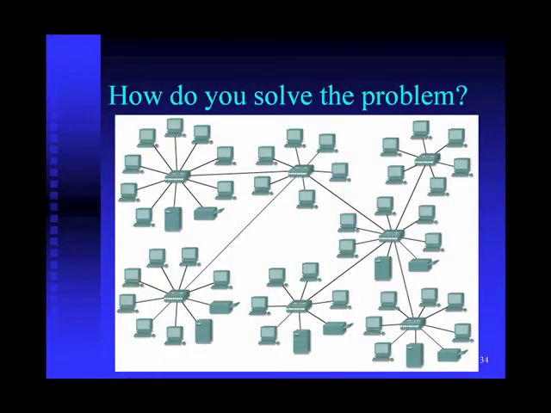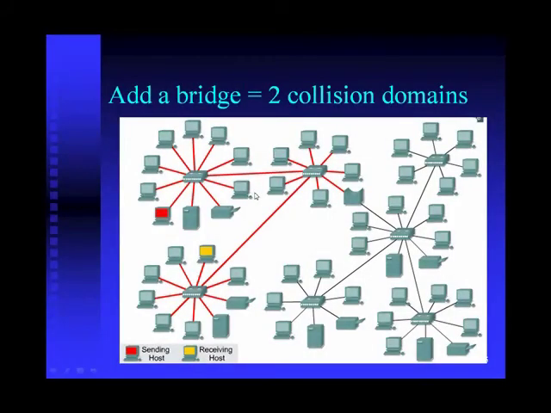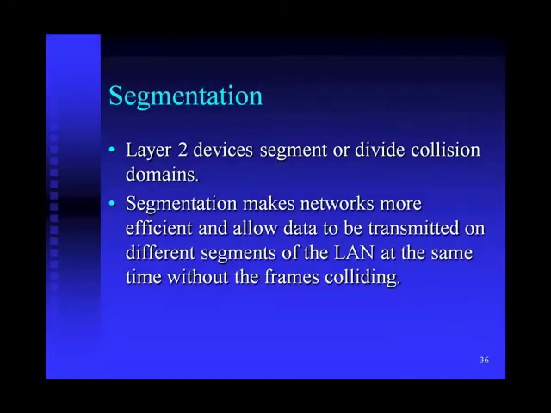How would you solve this problem? You could add a bridge, and then we would have 2 collision domains. That would help a little bit. What would help even better is if we took all these hubs, replaced them with switches, and then we would have however many ports we had on a switch. That's how many collision domains we would have. So 2 collision domains with that bridge.